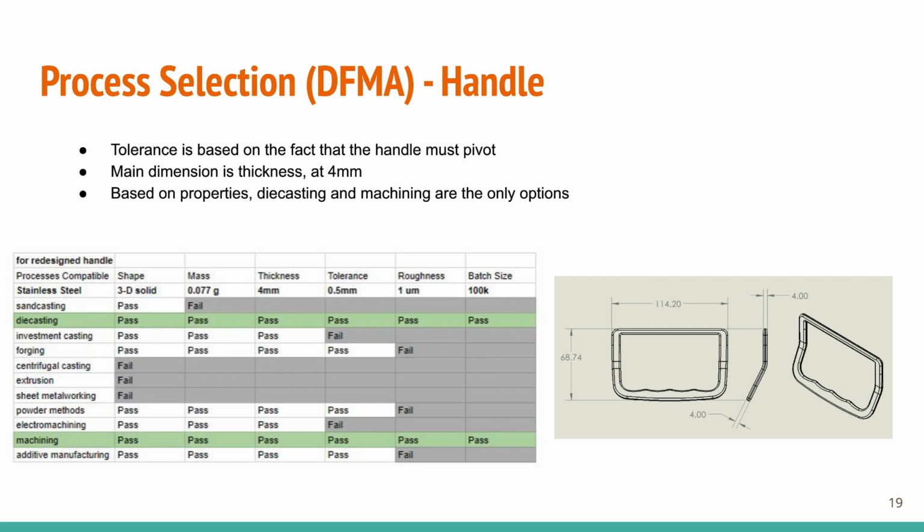Starting with the handle, we based our tolerance on the fact that the handle must pivot inside of a sheet metal mounting. This means that we have sort of a middle-of-the-road tolerance at 0.5 millimeters, as that's really the only interface with the rest of the assembly at the pivot. The main dimension is the thickness, which is 4 millimeters. You can see in our process selection matrix the only two criteria that passed are die casting and machining. For this part, we think that die casting would be a more viable option just based on the geometry of the part.